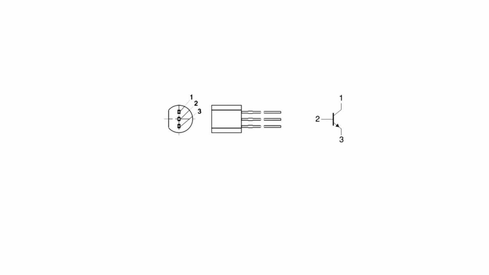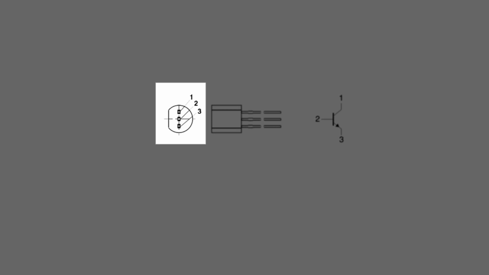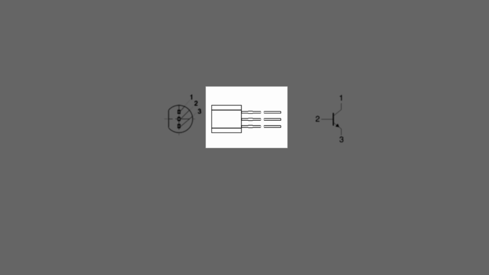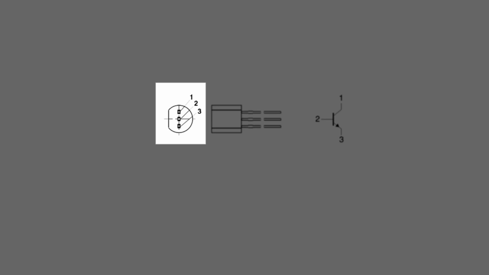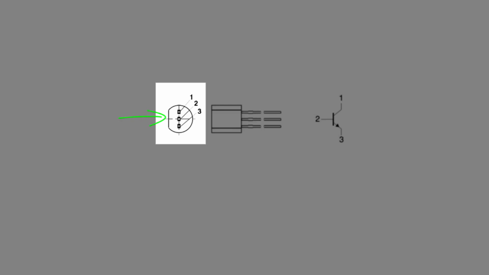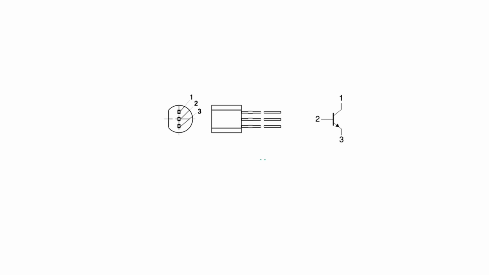Let's look at a drawing of a transistor. This drawing shows a transistor from the bottom view and from the side view, as well as the schematic symbol. The bottom perspective shows that the transistor has three leads, numbered 1, 2, and 3. We see from this bottom view that the transistor has a flat side to help us orient which lead is which. The leads are mapped as follows. 1 is the collector, 2 is the base, and 3 is the emitter.